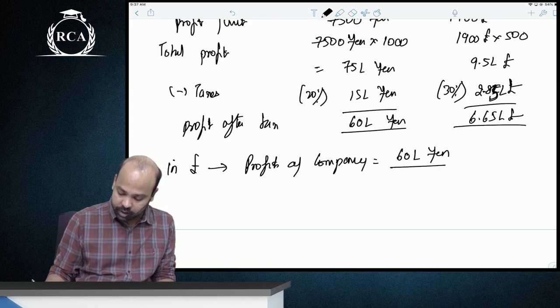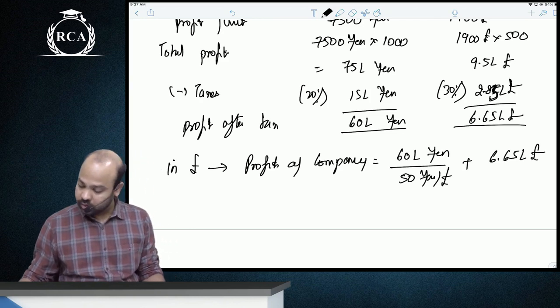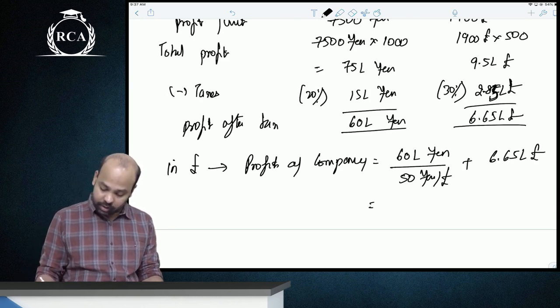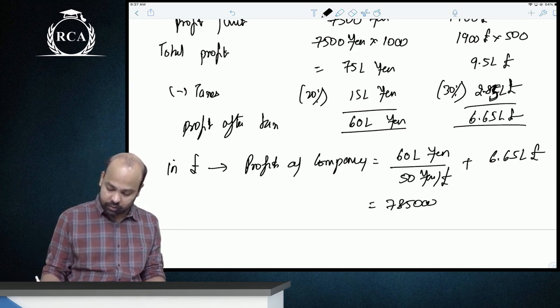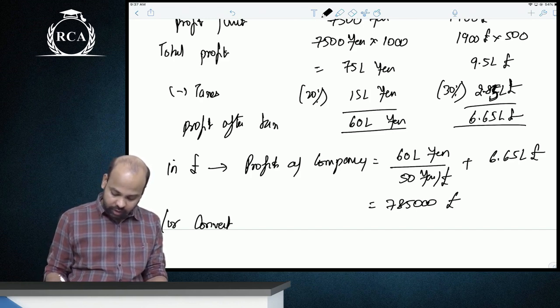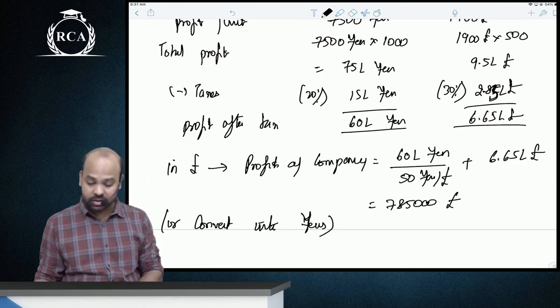Bring it into a common currency. Divided by 50 yen per pound, plus 6.65 lakh pounds. Divided by 50 plus 6,65,000. All put together, Beta, it is 7,85,000 pounds. Or convert into yen. Your wish, guys, but convert into a common currency. Convert into a common currency, guys.